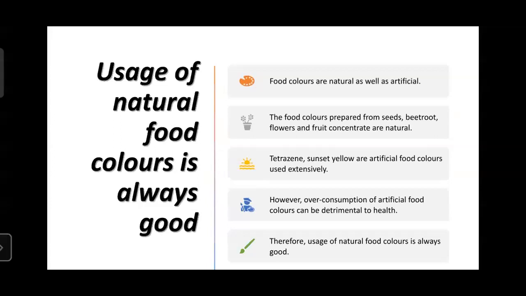Now, usage of natural food color is always good. Why is it so? Food colors are natural as well as artificial. Food colors prepared from seeds, beetroot, flowers, and fruit concentrate are natural food colors. Tartrazine and sunset yellow are the artificial food colors used extensively. However, overconsumption of artificial color can be detrimental to health. Therefore, using natural food colors will always be good for your health.